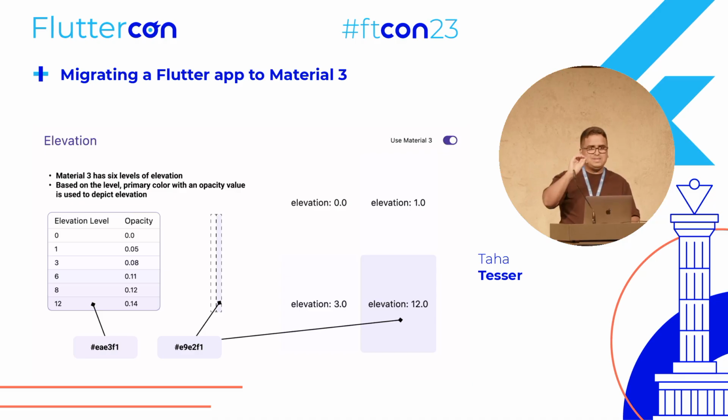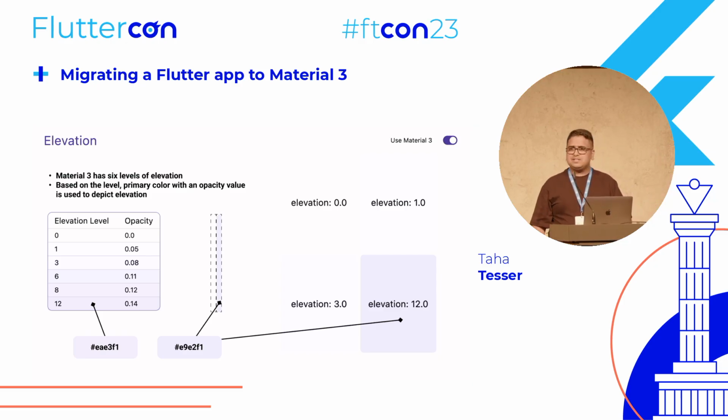The card uses, what is surface tint color actually to begin with? It's just using primary color with an opacity value. It sets the opacity value to 0.0 if you have 0 elevation, which means no color at all. But if you have elevation 1, you will have a primary color with a very small opacity, 0.05. If I set the elevation to 12, it will have a color of primary color with an opacity of 0.14.